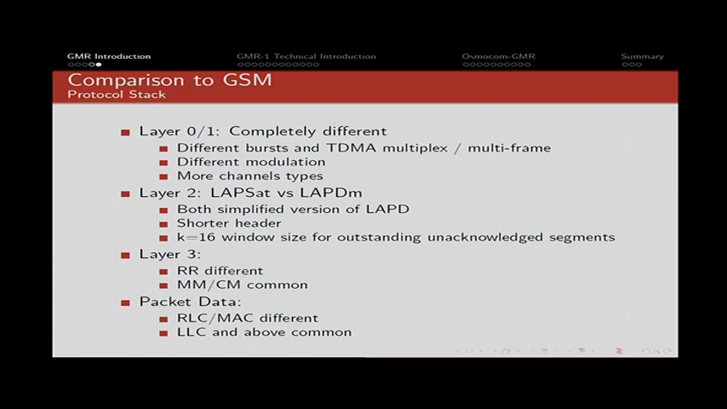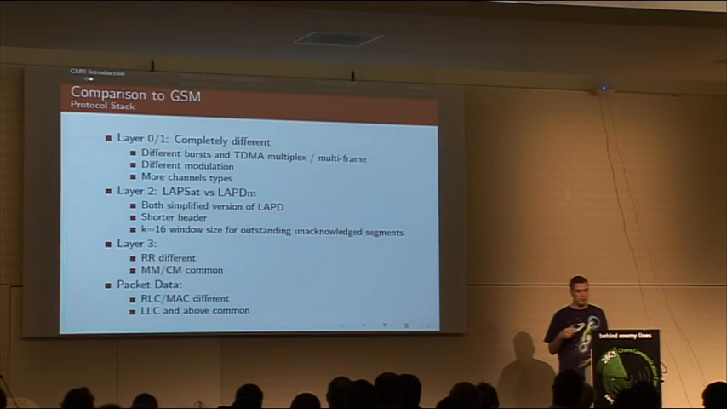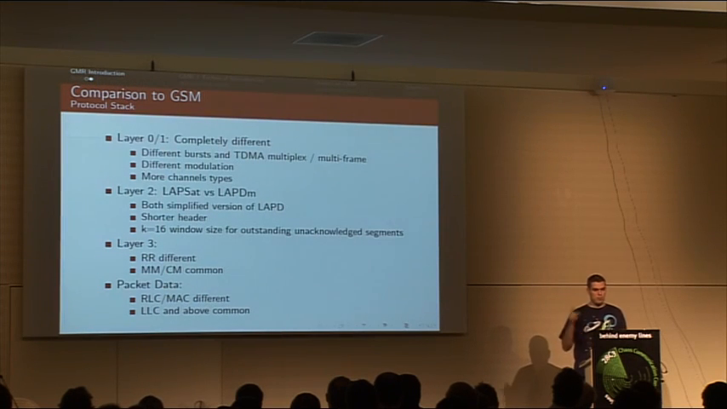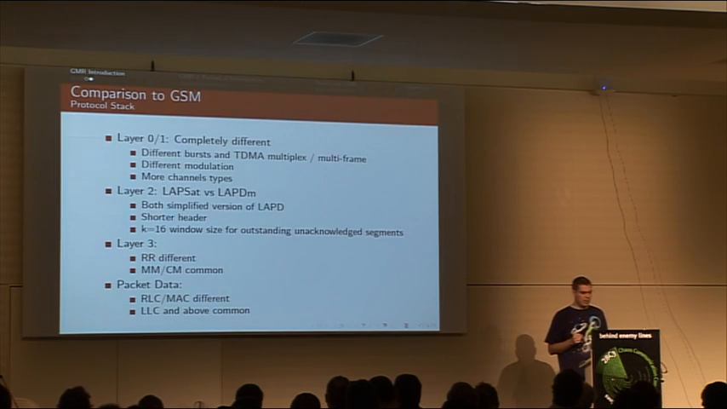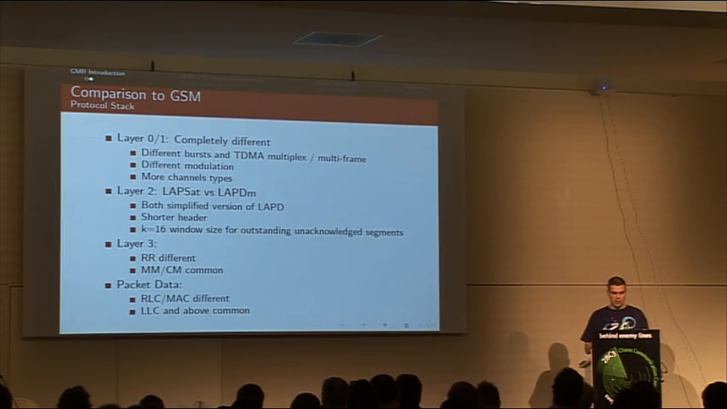Above that, you have the data link layer, which is called here LAPSat instead of LAPDm. Both are based off the LAPD in the ISDN world, but they've been adapted for the peculiarities of satellite, that is very, very long delay, because the satellite is like 36,000 kilometers in the sky, so the round trip time is like 240 milliseconds, which is quite high.